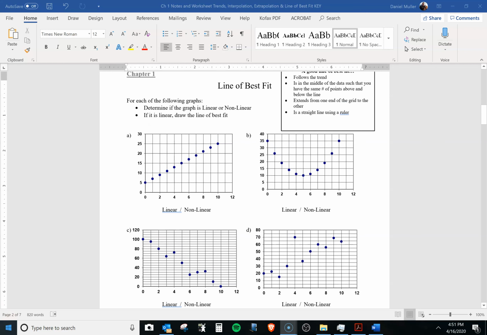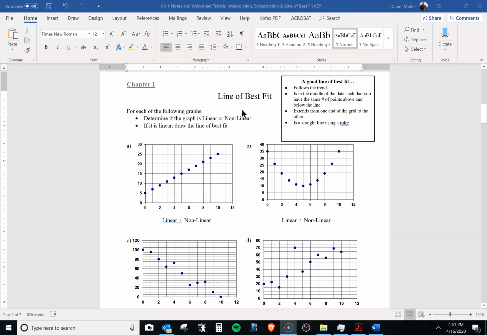Okay, the next part is line of best fit. For each of the following graphs, we are going to determine if the graph is linear or nonlinear, and if it is linear, draw the line of best fit. A good line of best fit is one that follows a trend.